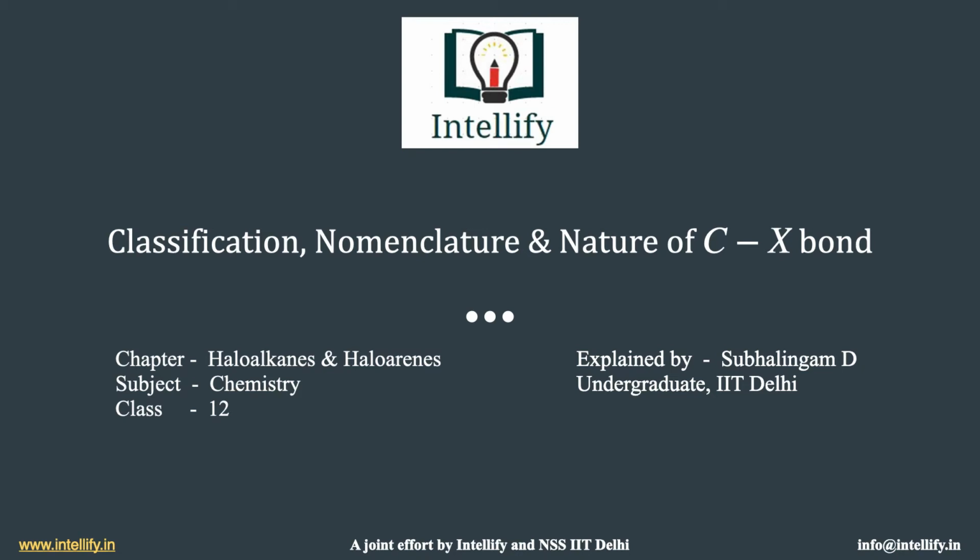Hi, I'm Subhalingam, and in the next 6 to 7 videos, I will be talking about this chapter called Haloalkanes and Haloarenes, that is chapter 10 in the chemistry textbook of CBSE class 12. So in this video, let's start with the basic concepts, that is classification, nomenclature, and the nature of the carbon-halogen bond. So let's get started.